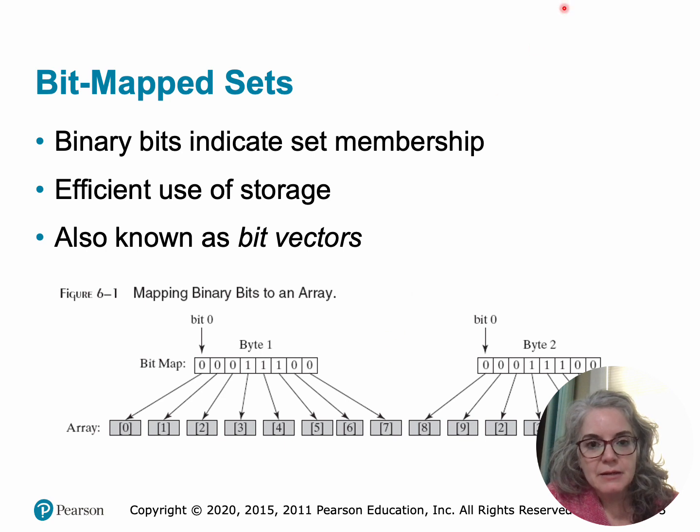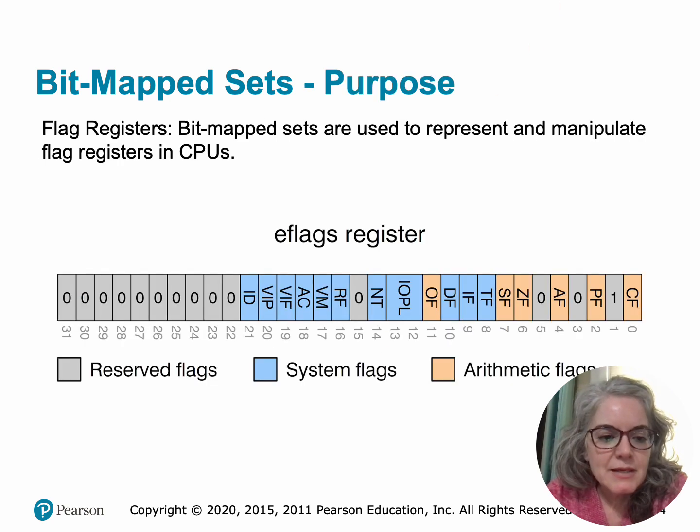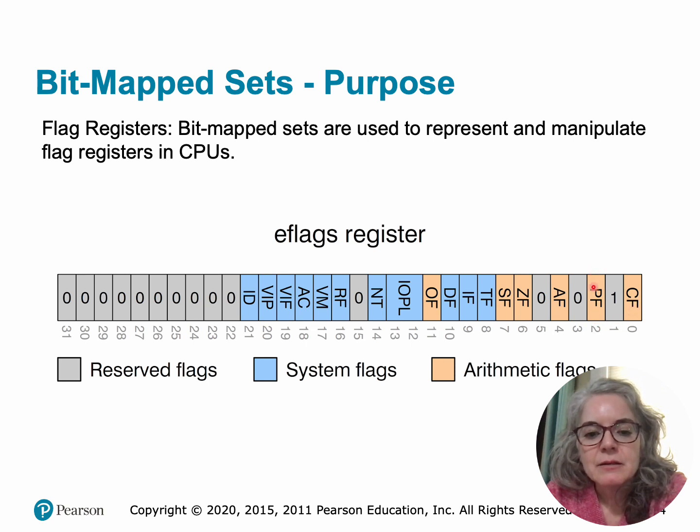In this next slide, we see the bit array or the bit vector of the EFLAGS register. So starting with bit 0 of the EFLAGS register, this is where you can find the CF flag, the carry flag. And then in bit 2 is where you find the parity flag. To find the sign flag, you have to go to bit 7.